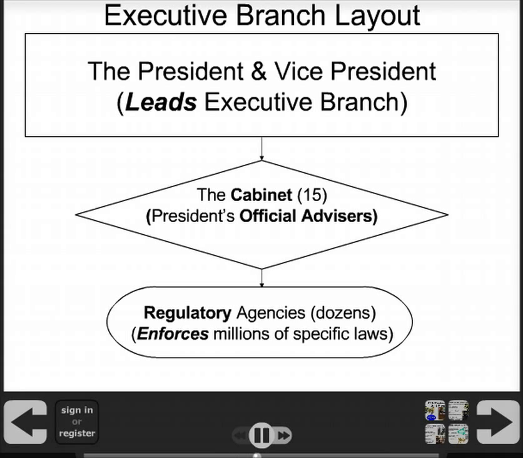The cabinet gives advice and handles day-to-day problems. These advisors are like managers, handling employees and letting the owner know what is happening in their restaurant. Finally, at the bottom, we have regulatory agencies. These are the cooks, waiters, bartenders, and bussers at the restaurant, carrying out all the small details that must be done to make their business work.